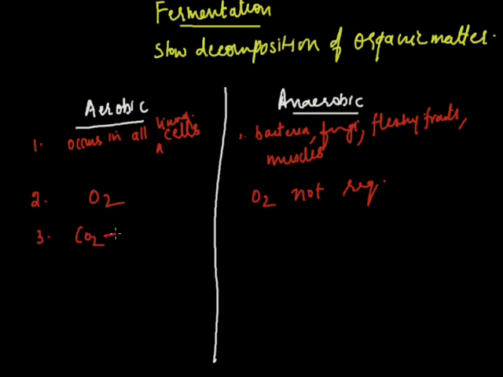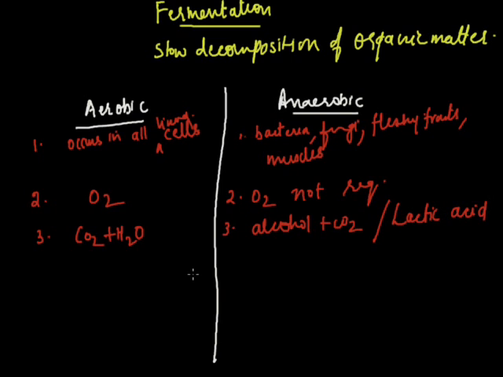The third point of difference is the end products. In case of aerobic respiration, carbon dioxide and water are released. On the other hand, the end products in anaerobic respiration are either alcohol plus CO2 or lactic acid. The fourth point of difference is that the oxidation of one molecule of glucose produces 38 ATP energy. On the other hand, in case of anaerobic respiration, only 2 ATP is produced.